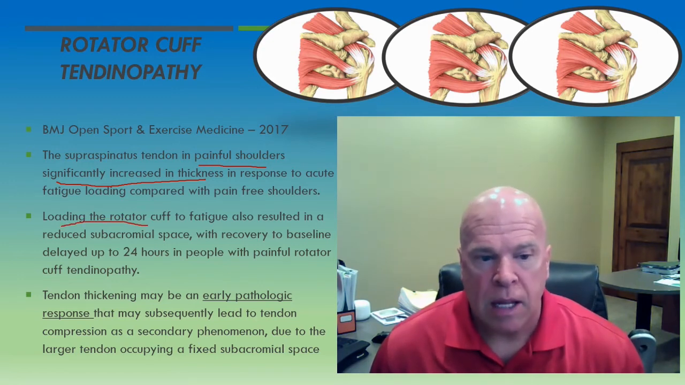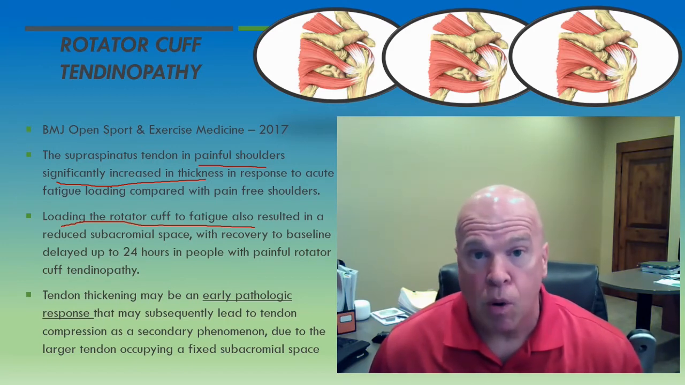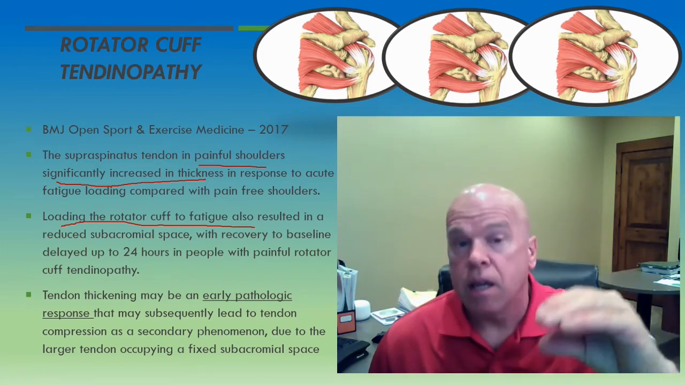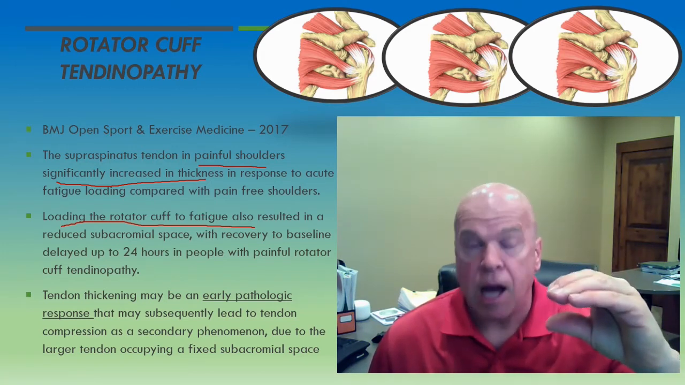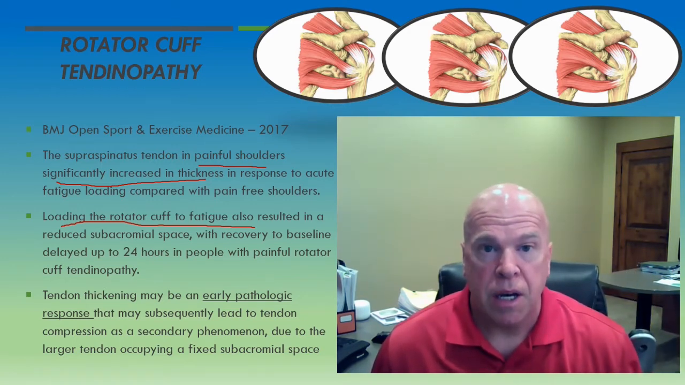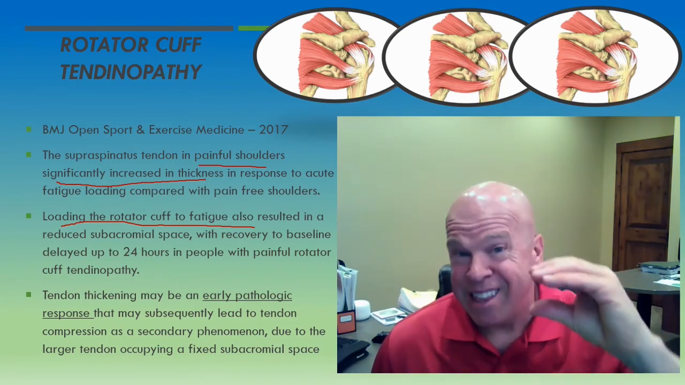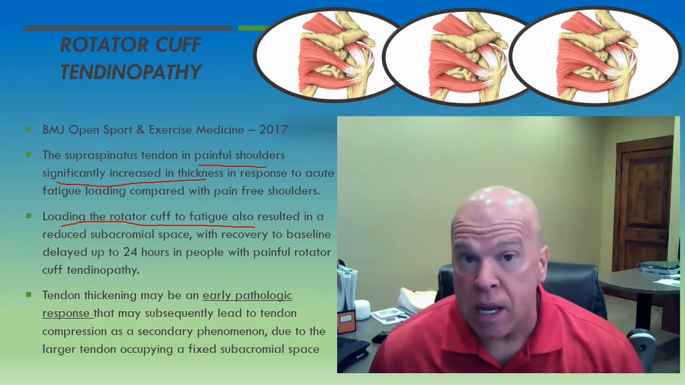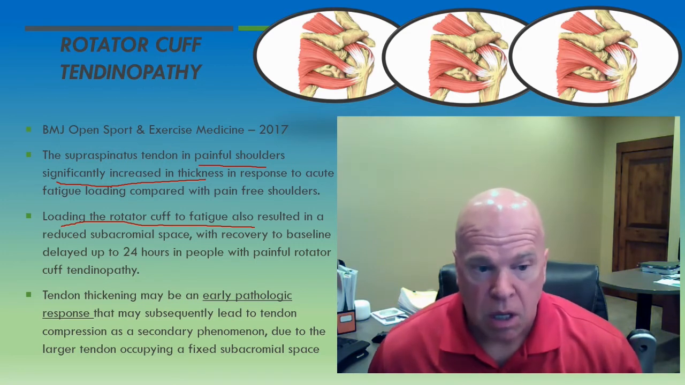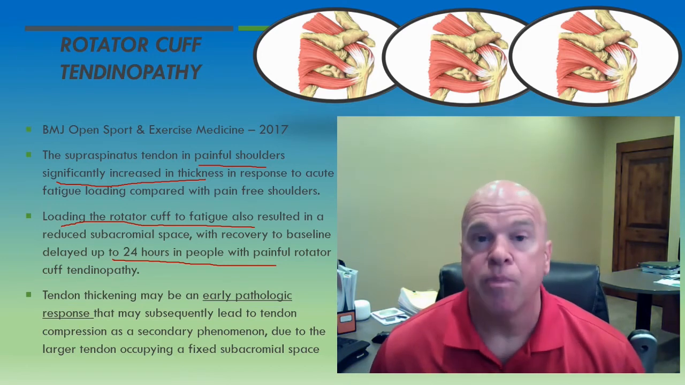So they found that loading the rotator cuff to fatigue resulted in a reduced subacromial space. And that makes sense because the rotator cuff tendon is thickening, and that thickening occupies space in the narrow confines underneath the acromion process and the head of the humerus. This is the subacromial space, and a thickened tendon will occupy more space and thus be more subject to impingement syndromes, at least up to 24 hours in those subjects who already have pain in the shoulder.